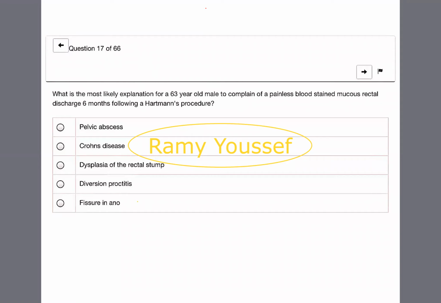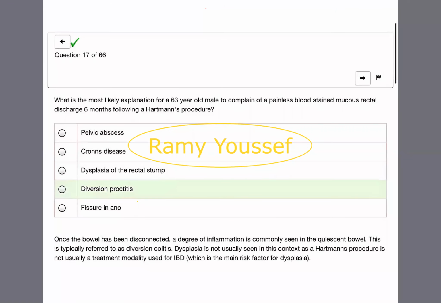Yes, by the way, this is a very common question. I think it came in my exam in April 2019. This is the only answer. Diversion proctitis is the unique question with this answer. You will not find this answer in any other question. This is just 6 months of painless blood-stained mucus after Hartmann. This will be inflammation of the rectal stump, manifested by painless blood-stained mucus. It is a unique question, with no other question the same.